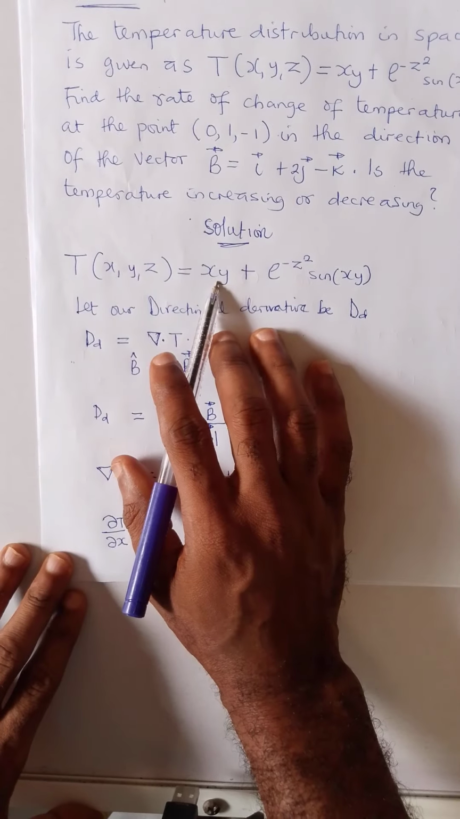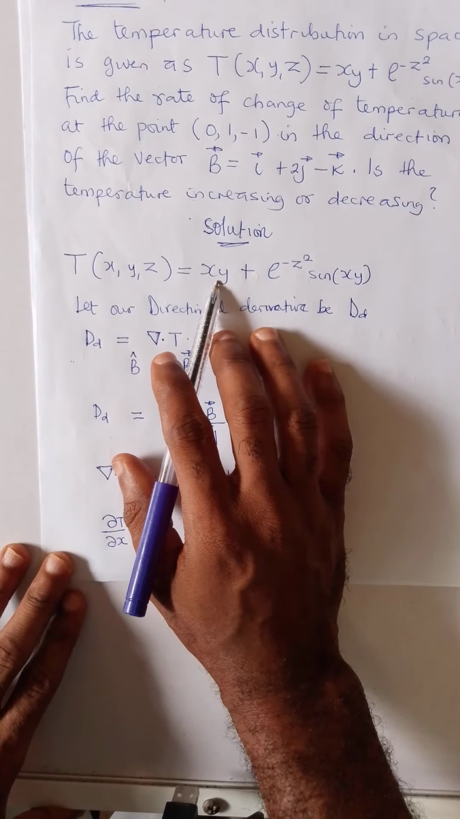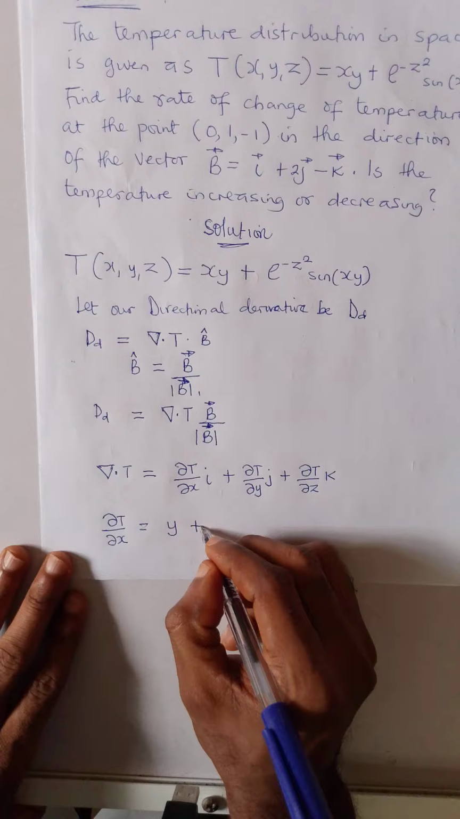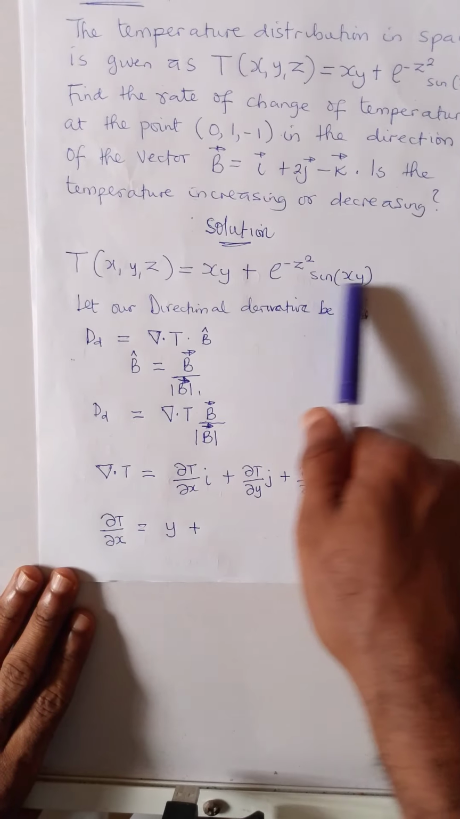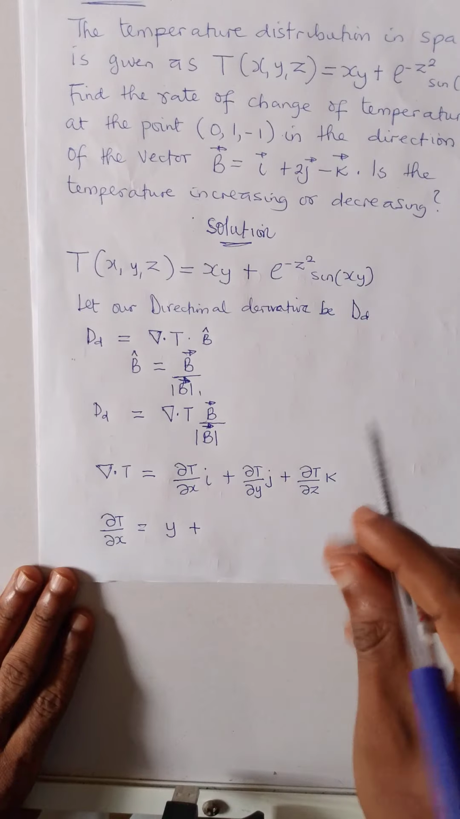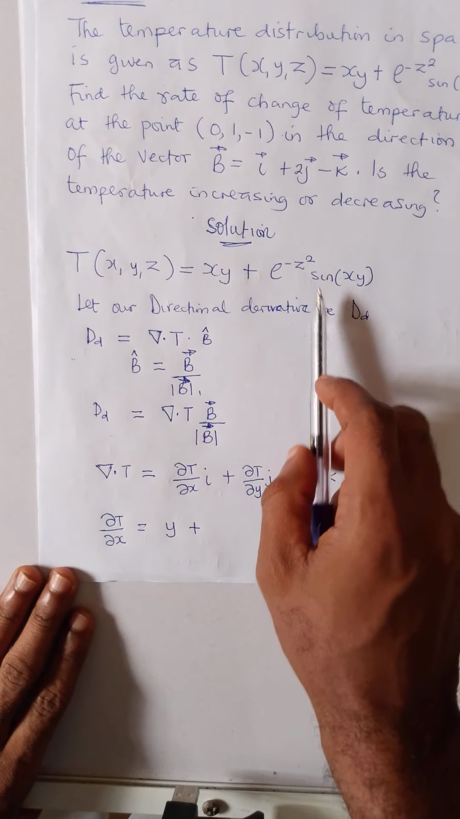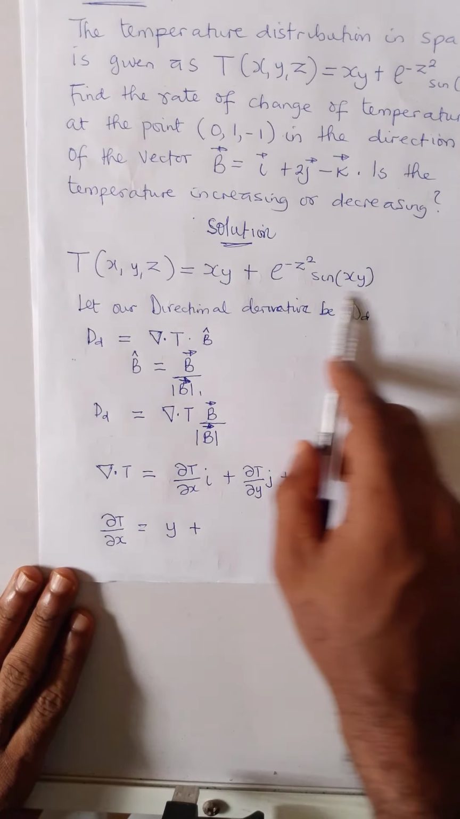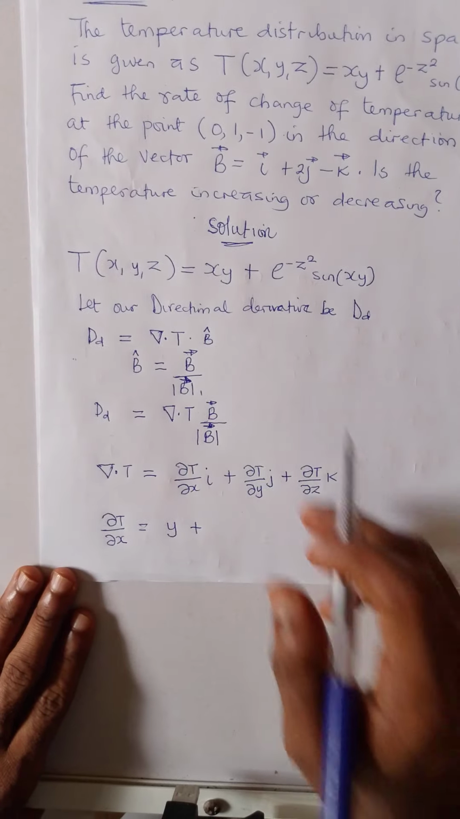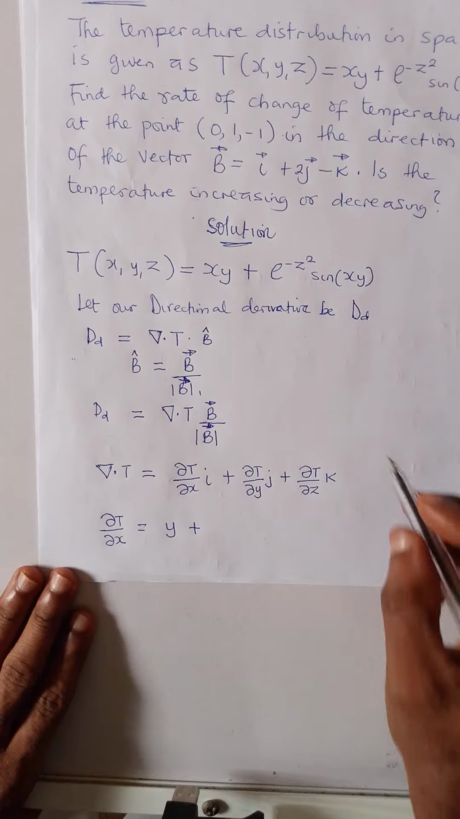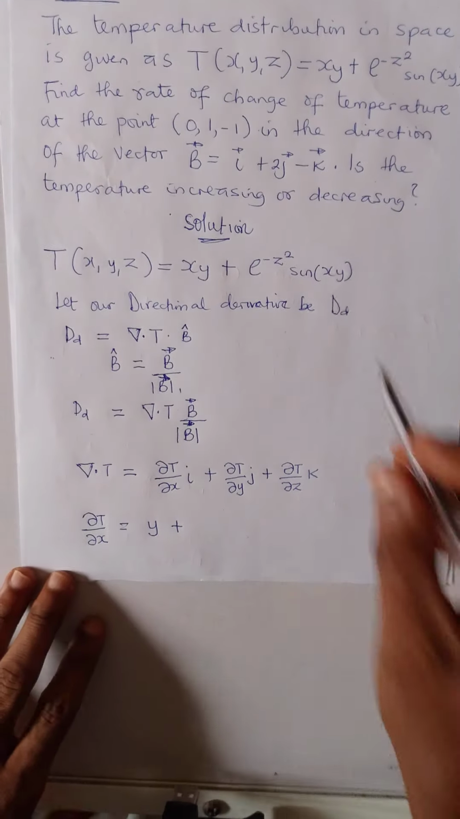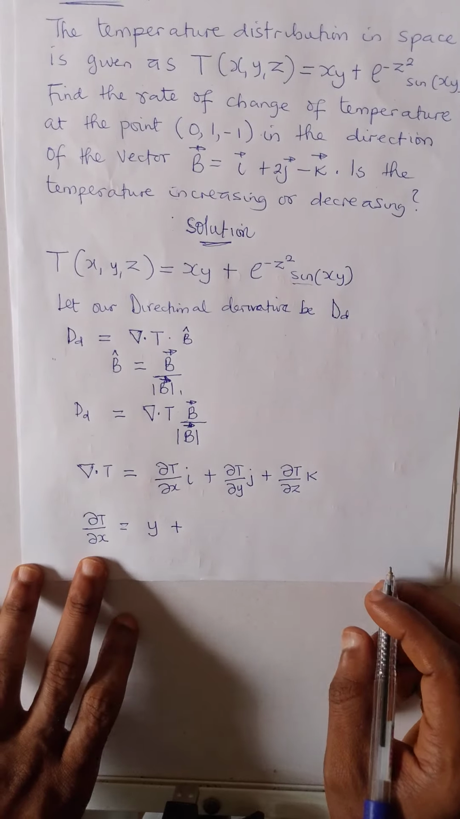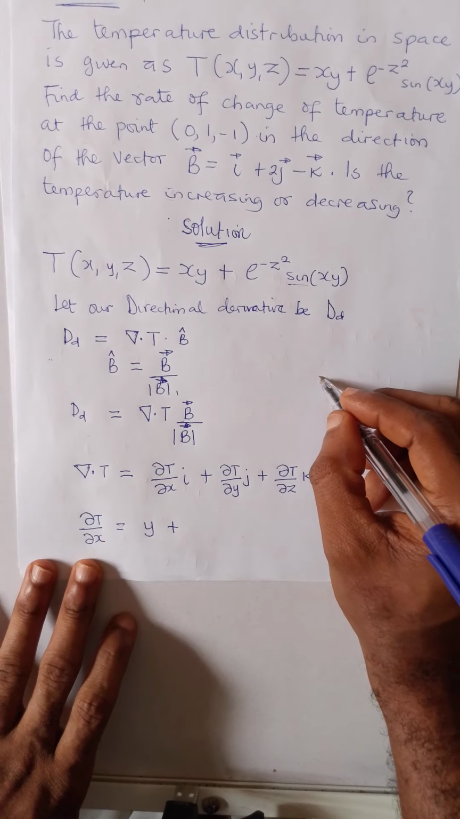There's x here, so when we differentiate T with respect to x partially, at this point we are going to have our y, plus, and now we have this here, so we know that we have e to the power of minus z squared sine of xy. When we are differentiating all of this with respect to x, let me give you a brief solution, because this is where our xy is concentrated, and we are differentiating with respect to x.